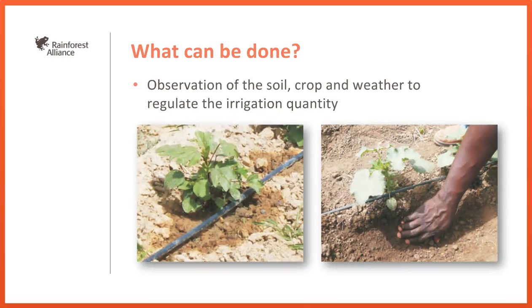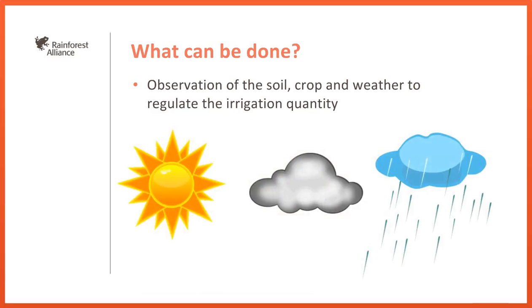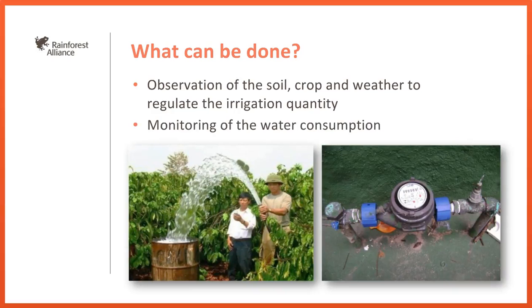If you are conducting irrigation, it is very important that you observe the soil condition, crop condition, and the weather each day to decide the quantity of water to use for irrigation. For example, if you dig the soil and find that it is still very moist underneath, you can reduce irrigation on that day. If the weather is cloudy, your crop needs less irrigation as compared to a sunny day. If the weather is rainy, you may decide not to irrigate at all on that day. You can measure the quantity of irrigation water to be aware of how much water you are consuming and to monitor your water use over time.